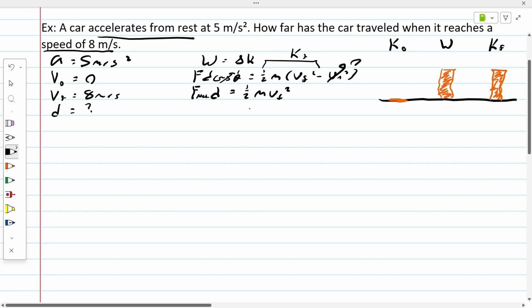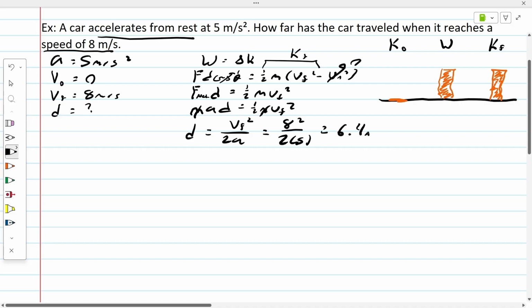Okay, so now what does F net equal? Well, by Newton's second law, the net force is just the mass of the system times the acceleration of the system. Now these masses cancel, and we want to know this distance, so we can divide by acceleration. And we can get this equation here. Now we have all these variables. We can just plug these in and get a distance of 6.4 meters.